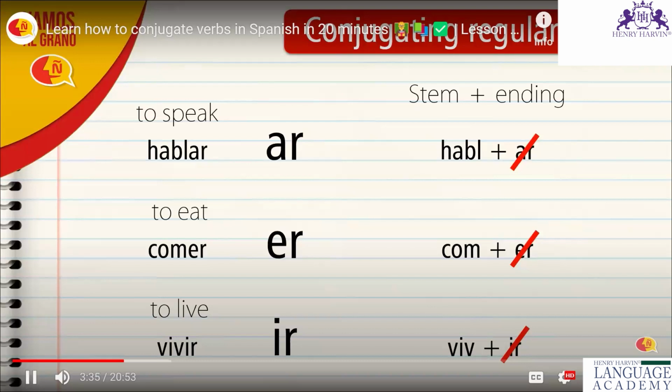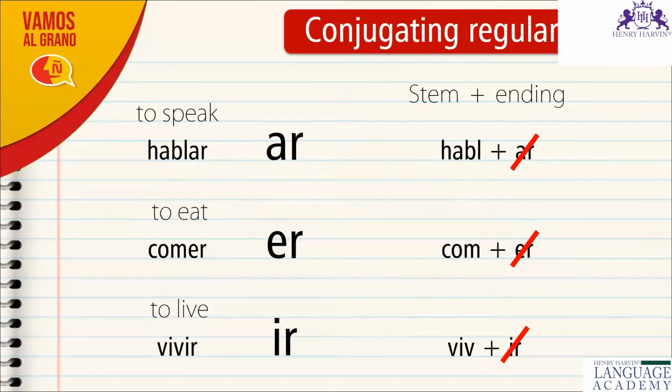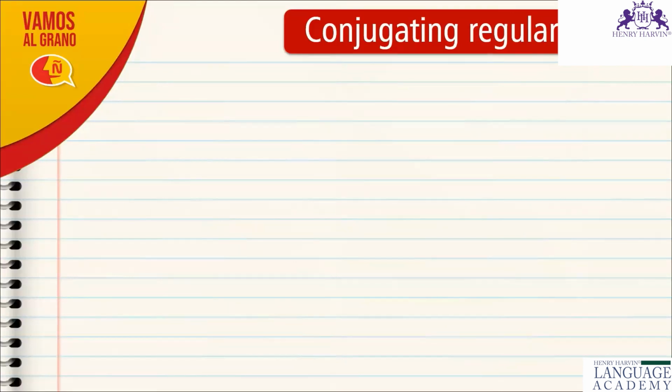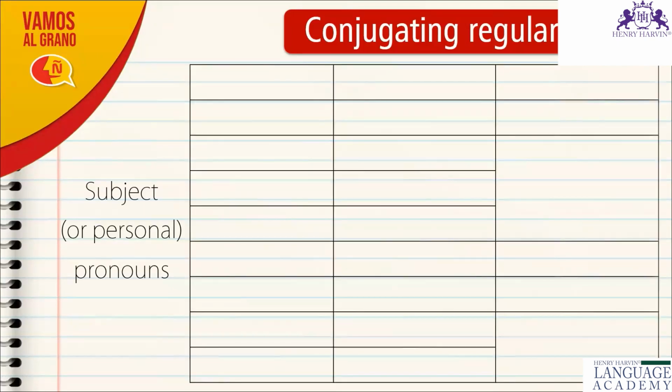Called raíz, and then we add a new ending that varies according to the subject pronoun that performs the action denoted by the verb. Okay? Before we go into the different possibilities of the conjugation of the verbs, I would like to remind you what the subject pronouns or the personal pronouns are in Spanish. Do you remember them? Let's have a look at them.